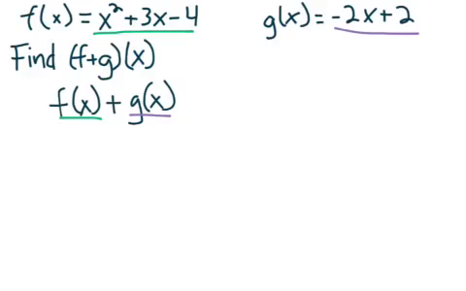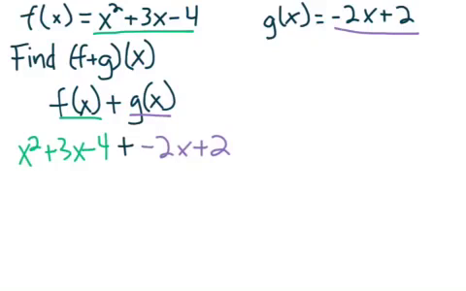So, first I need to write f of x. So I'm just going to write that in green because I underlined it in green. So f of x was x squared plus 3x minus 4. And then I'm supposed to add, so then I add g of x, which was negative 2x plus 2. So I'll write that in purple. Negative 2x plus 2.